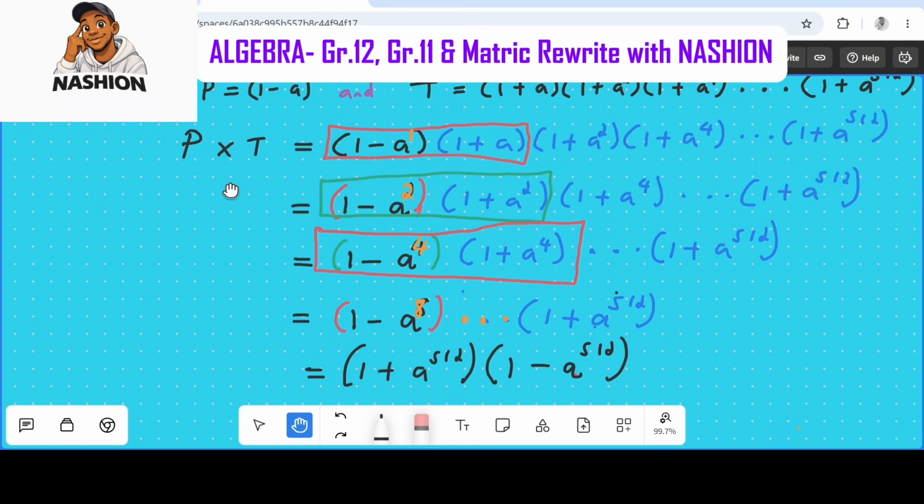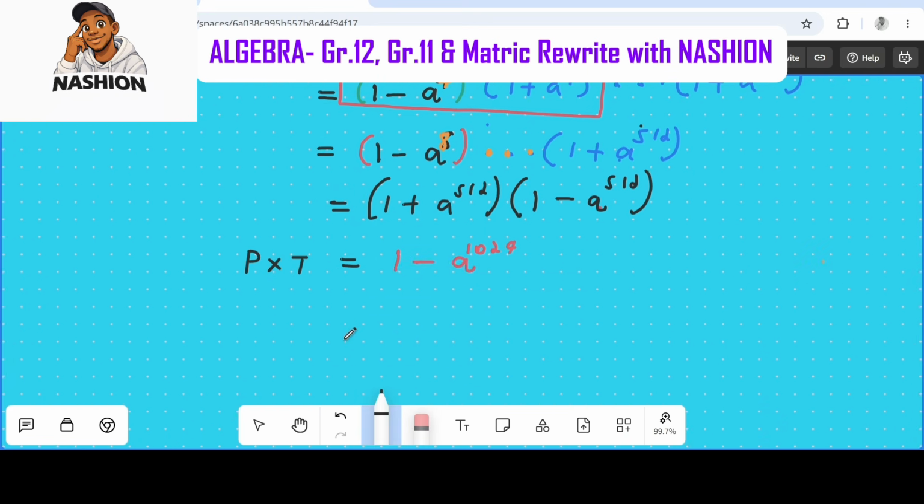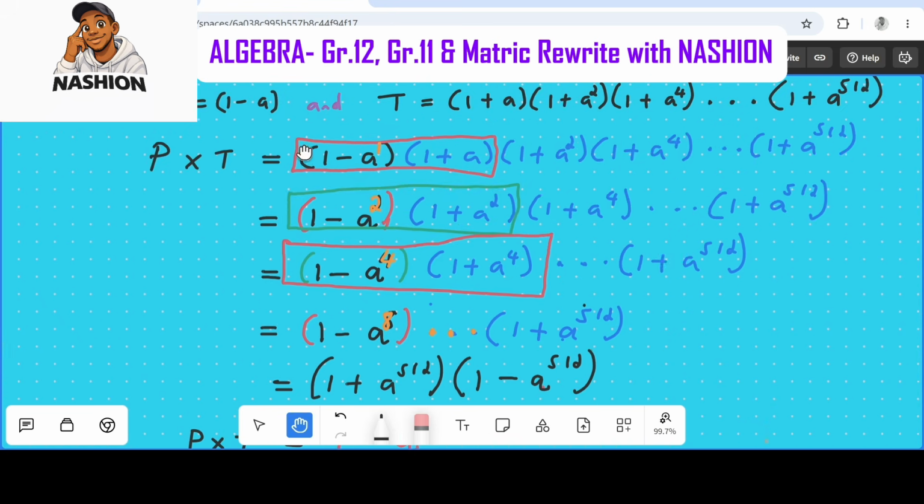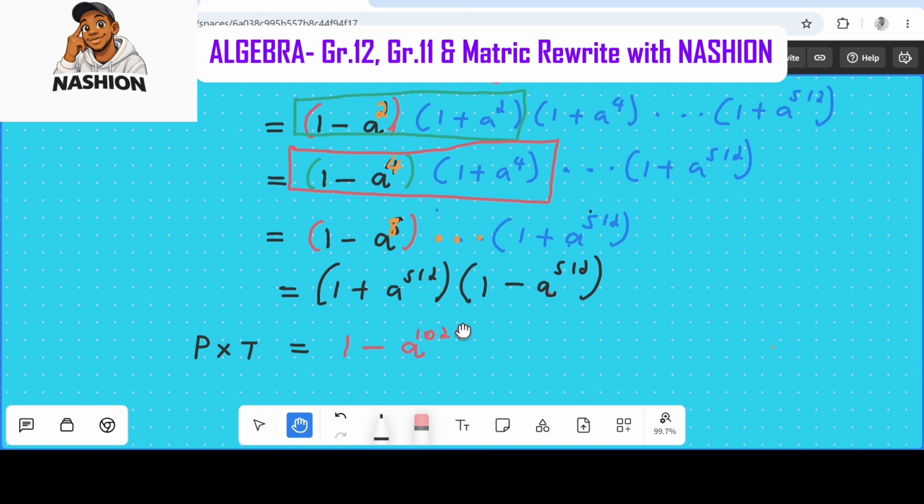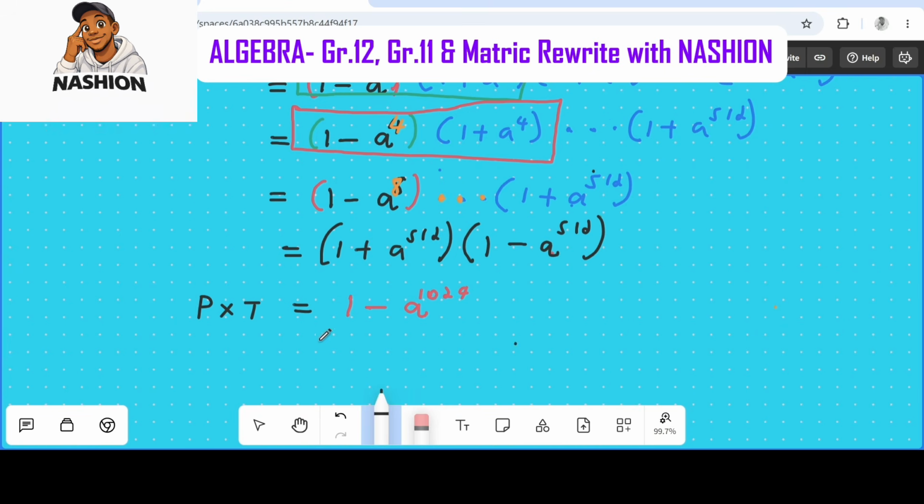At the end of the day, P times T is going to give us 1 minus a to the power 1024. That's the general knowledge. What did we apply here? We applied products, we multiplied, but to simplify, we were applying the difference of two squares. And checkmate.